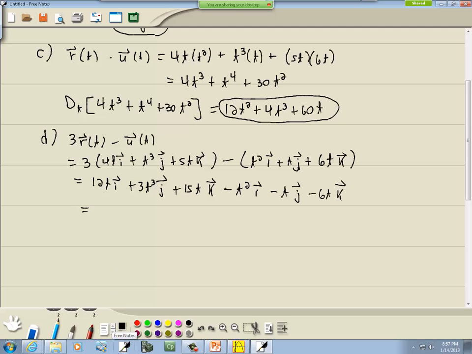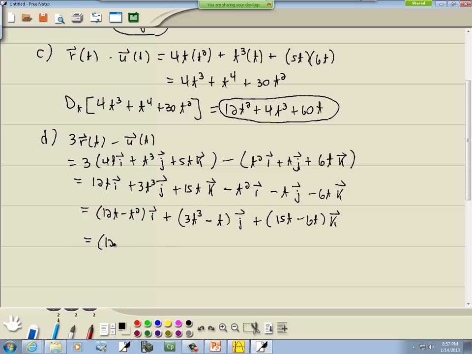Well, we want to combine together the i's. So I got 12t minus t squared, so this is 12t minus t squared i. Combine together the j's. So I got plus 3t to the third, and j over here is negative t. So 3t to the third minus t, j. And let me make that a little bit more legible. Then the k's. We're going to have 15t minus 6t. That one can actually simplify a little bit.